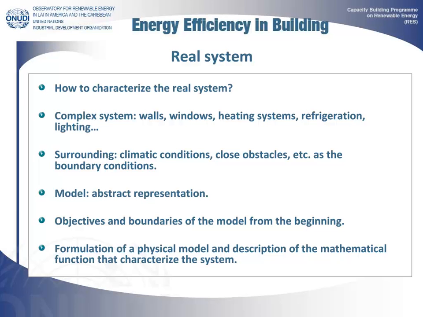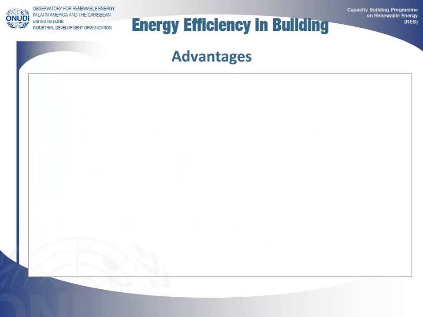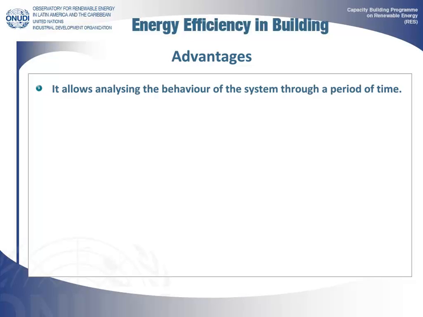Once the system has been characterized properly, the model is presented as an abstract representation of reality, the boundaries and limits of the model being set from the very start. This process leads to the formulation of a physical model and affords a description of the mathematical function that characterizes the system. Simulation tools have several advantages that make them very suitable during the first stages of design.